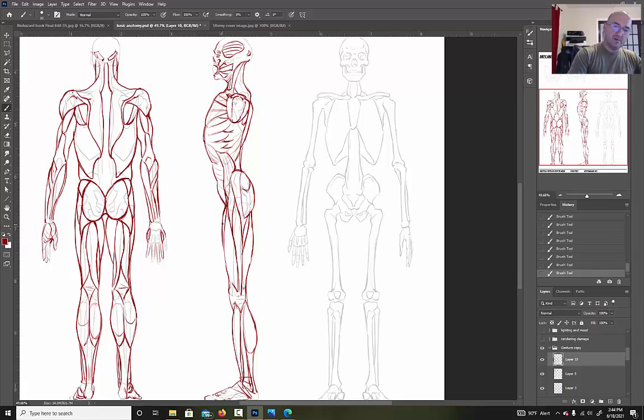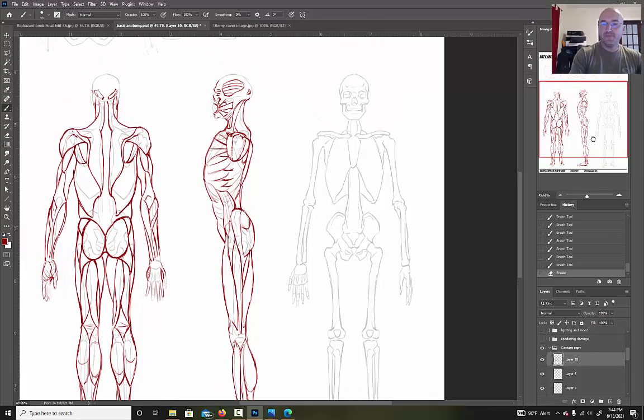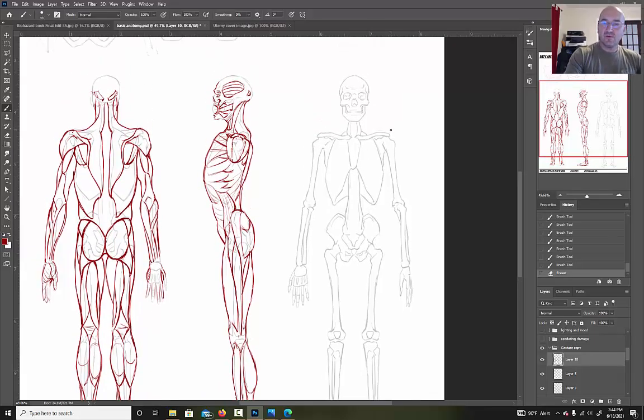Muscle actually is too small. All right, now let's move on to the front. So again, we're going to have the sternal mastoids attaching to the clavicle. You're going to have your trapezius attaching to your clavicle and to your scapula.